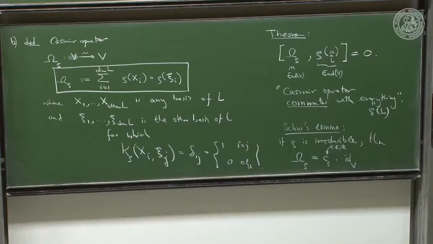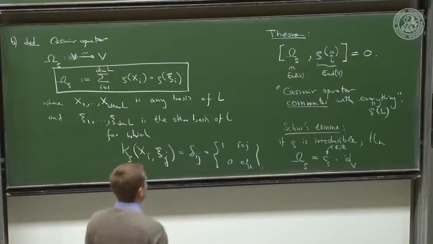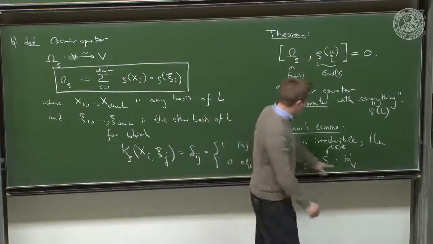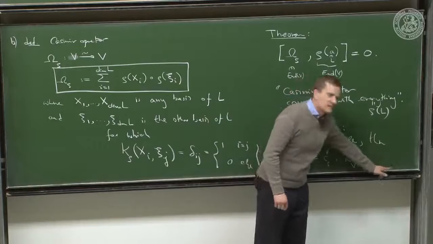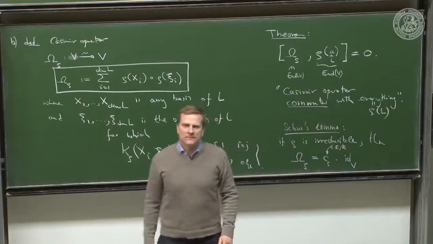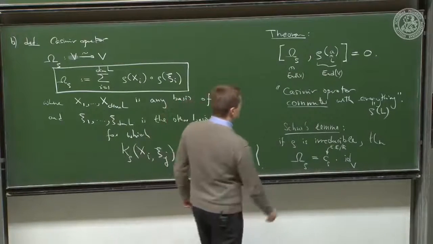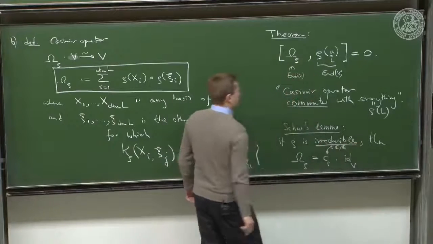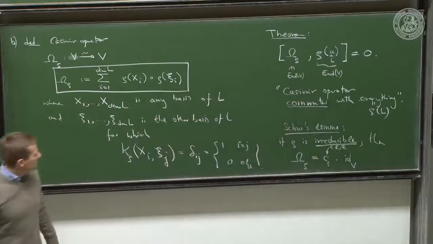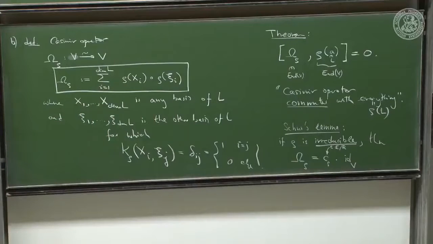Or if you would express it in terms of a matrix, it would be a diagonal matrix with c, c, c, c, c on the diagonal. That's Schur's lemma. But this only is true if rho is irreducible. Okay, so the Casimir operator of an irreducible representation is actually a constant multiple of the identity on the representation space.